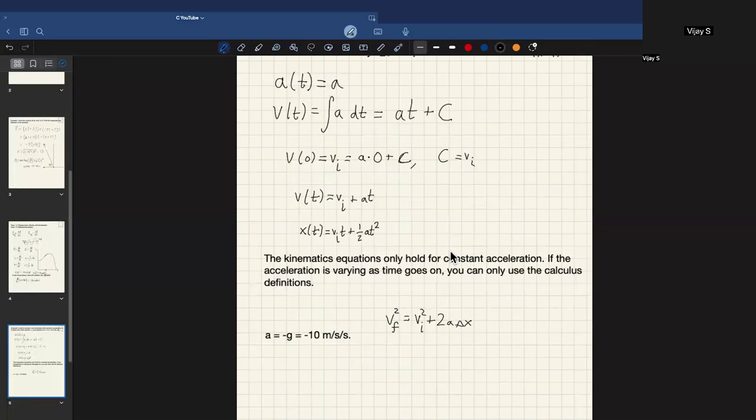And then after that, we'll go ahead and move on to two-dimensional motion, and that'll be the end of kinematics. It's a fairly short unit.